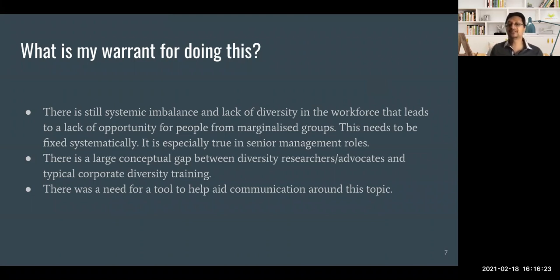And there's also this large conceptual gap between what I see as diversity researchers and advocates and what I see in typical corporate diversity training. Because there's that gap, I felt there was a need for a tool to help aid communication around this topic to try and bridge that gap. That's how this all started.